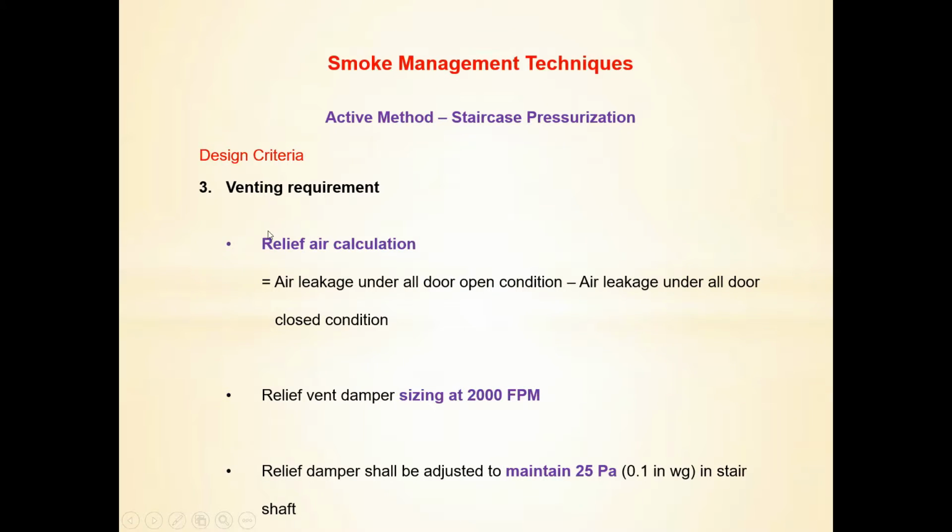Then, as we mentioned earlier, there is a venting requirement to prevent overpressurization, which otherwise can cause a problem in opening of the doors. So how do we calculate the relief air? That is by calculating the air leakage when all the doors are open, minus the condition when all the doors are closed. So the relief air is the differential of the two, and then we can size the vent relief and damper by considering a velocity of 2000 fpm. At the same time, we need to maintain a minimum pressurization level of 25 pascal in the staircase.